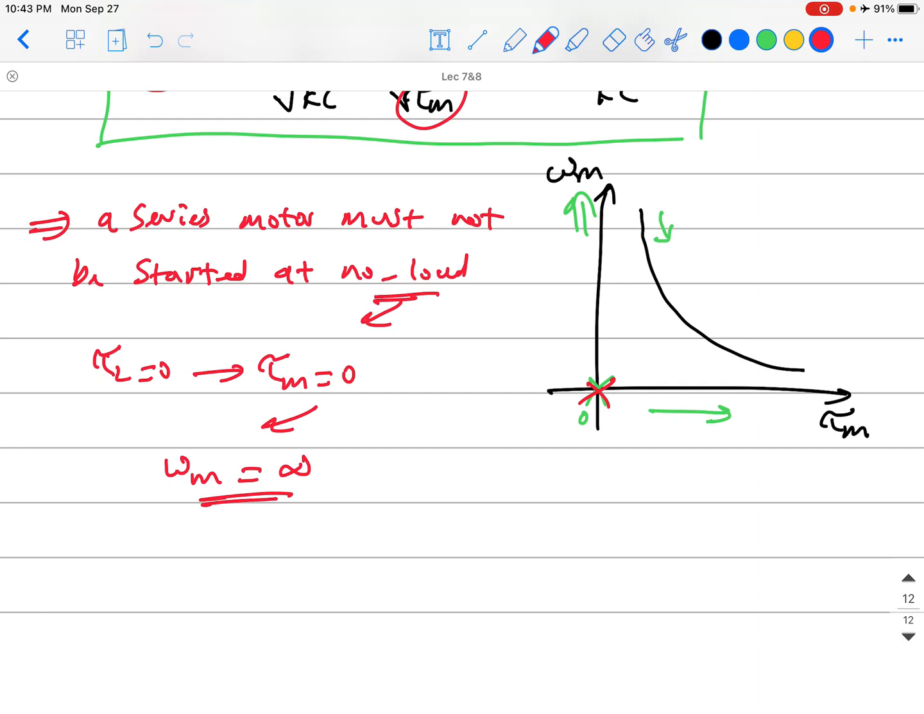We cannot start a series motor at no load. You have to connect the motor to a load before you start it. You cannot just leave it like that and give it electricity and let it start, because it will go to a very, very high speed and it may be damaged and cause accidents. Okay, guys?